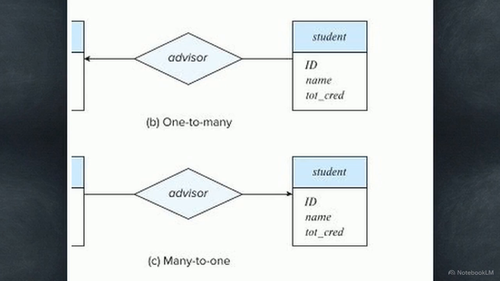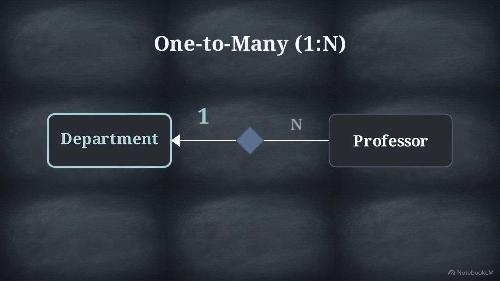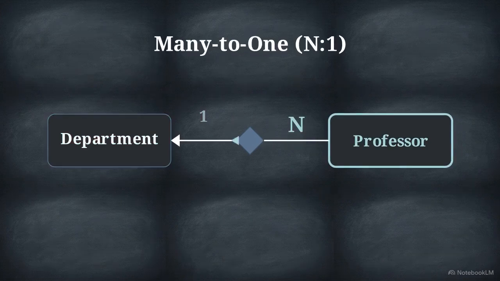These panels show how both perspectives are drawn. The arrow always points toward the one side of the relationship. It caps the limit at 1, while the flat line allows for many. One-to-many and many-to-one are not different physical rules. They are the exact same database relationship viewed from different directions, depending entirely on which entity you start with.